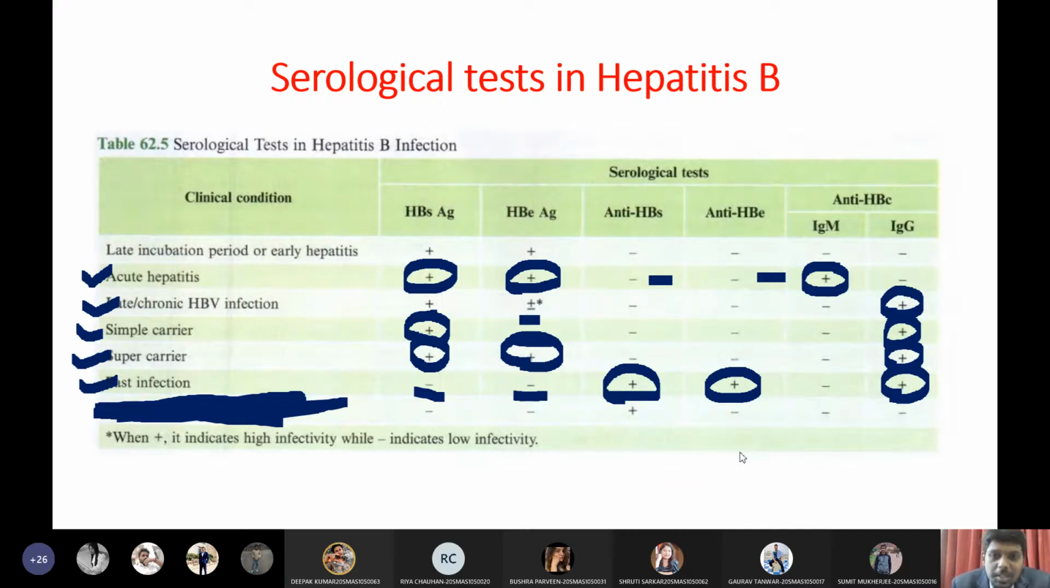Then the last and the final pattern is the last one. This last one is a really interesting pattern. You just see this pattern, students. In this patient, he doesn't have surface antigen, he doesn't have envelope antigen, but he has surface antibodies. If he has surface antibodies, that indicates he must have a past infection. If he has a past infection, definitely he must have core and envelope antibodies. But he doesn't have core antibodies and envelope antibodies.